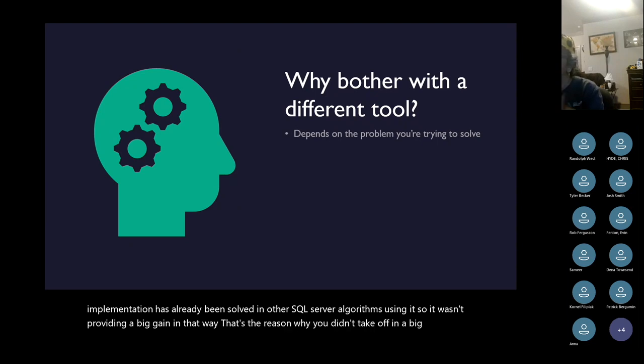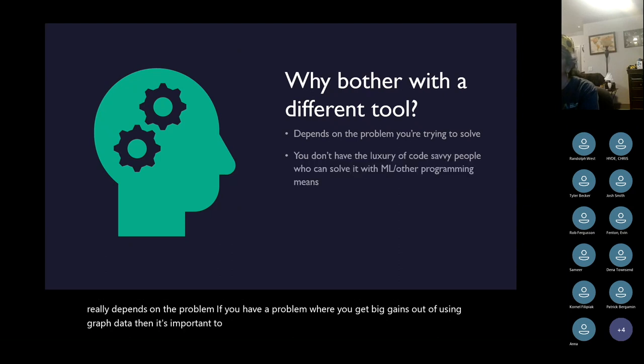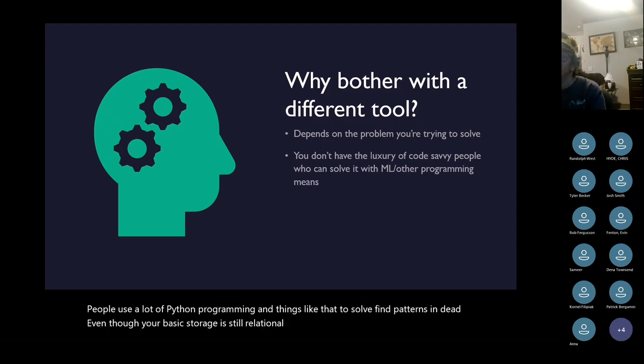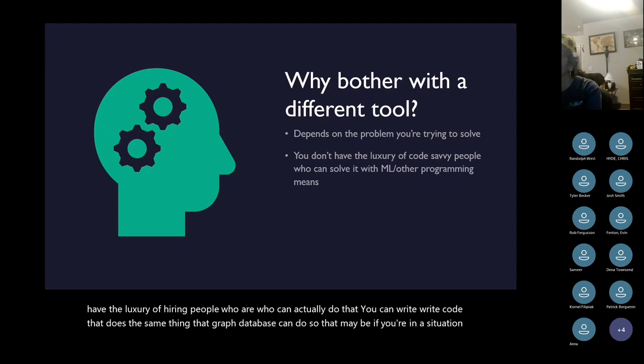So it really depends on the problem. If you have a problem where you get big gains out of using graph data, then it's important to look into. You don't have the luxury of code savvy people, right? With machine learning, a lot of graph problems are solved, like pattern matching. People use a lot of Python programming to find patterns in data, even though your basic storage is still relational. That's one way to do it. But very few places have the luxury of hiring people who can write code that does the same thing that a graph database can do. So if you're in a situation like that, then you may need to look into something like that.